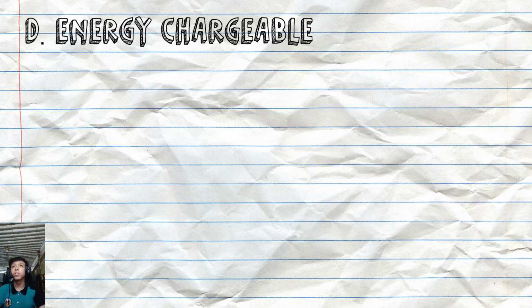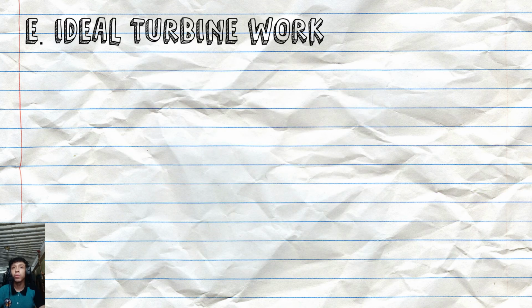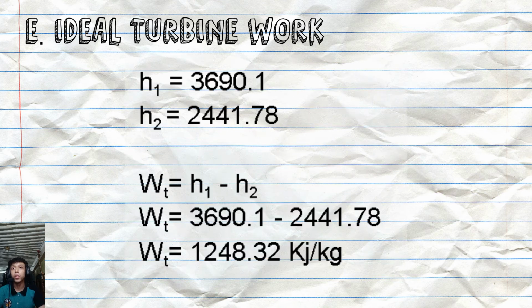For the energy chargeable, the givens are H1 is equal to 3690.1, H3 is equal to 191.83. The formula is energy chargeable is equal to H1 minus H3. By substituting the values, the solution is 3690.1 minus 191.83. So, our energy chargeable would be equal to 3498.27 kilojoules per kilogram.